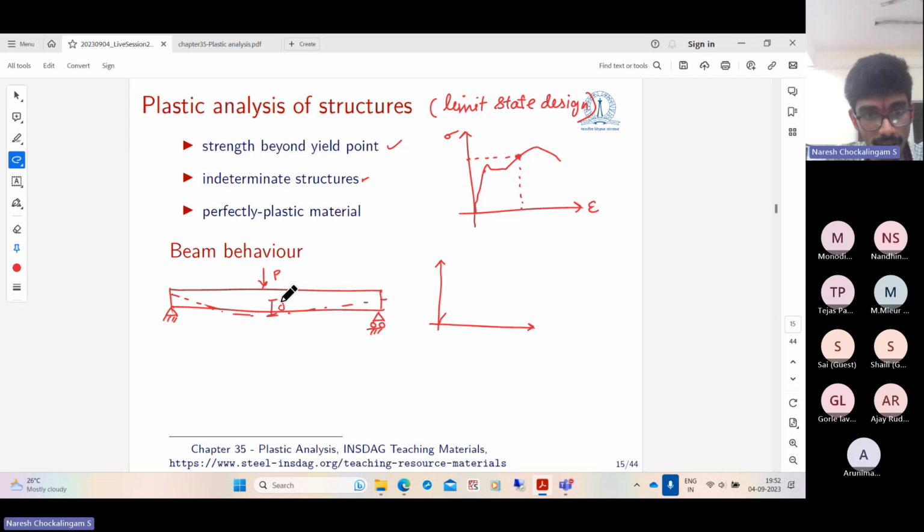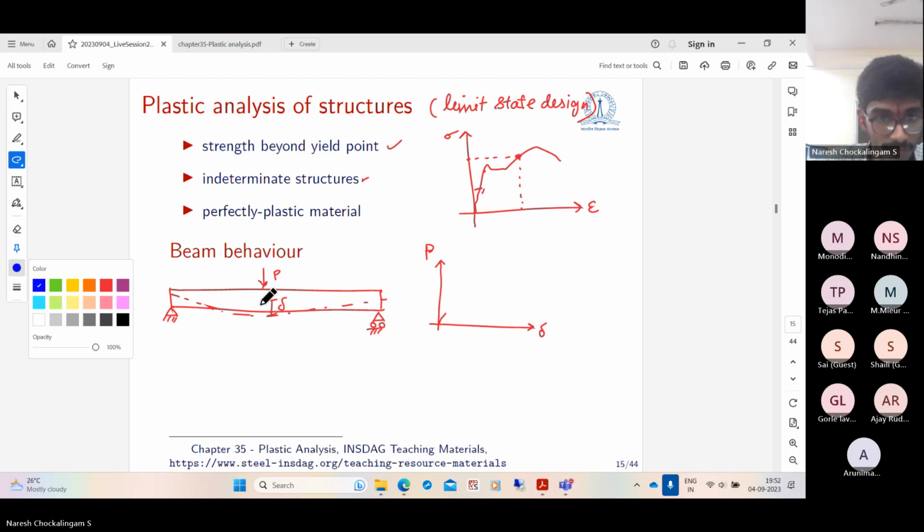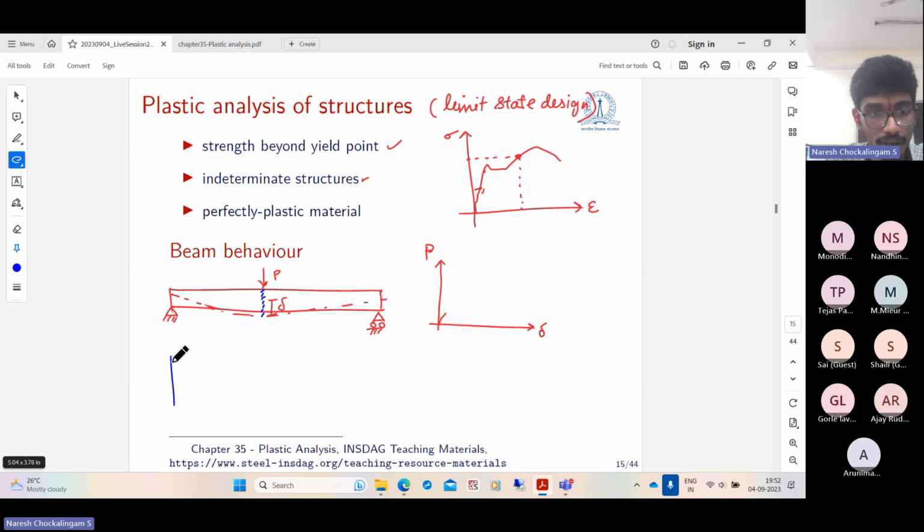Suppose the midspan deflection is delta. Initially, P will be proportional to delta when the material is still in the linear range. If you take the cross section here, the stress distribution, you know how it is, right? All of you would have studied. It will be linear, compression on top, tension at the bottom, and let this compressive stress be less than the yield stress Fy.